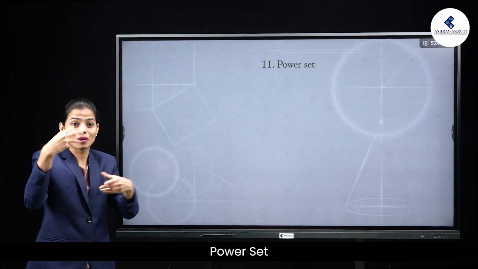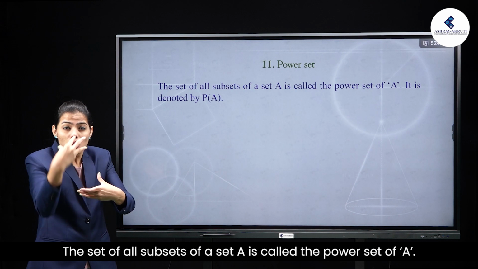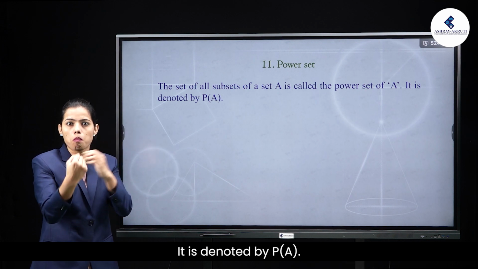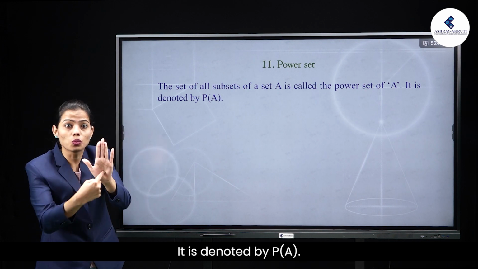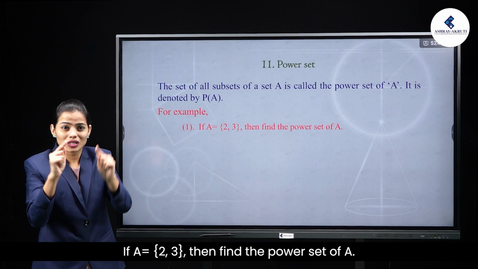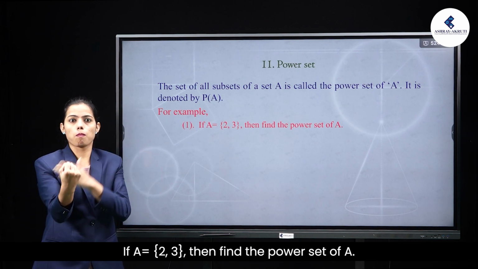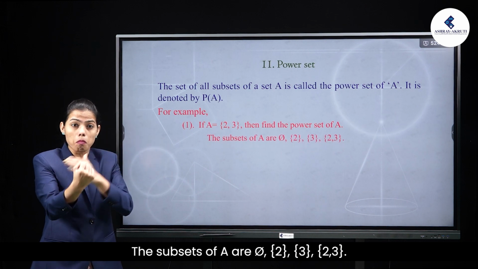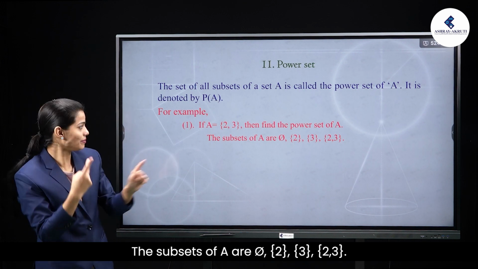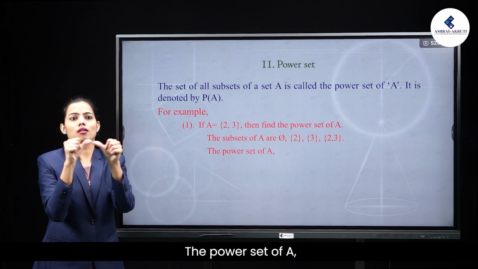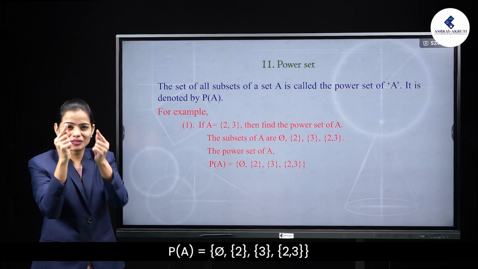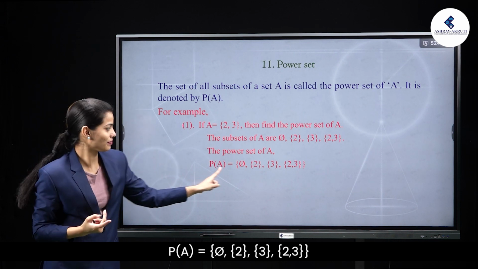Power set. The set of all subsets of set A is called the power set of A. It is denoted by P(A). For example, if A = {2, 3}, then find the power set of A. The subsets of A are ∅, {2}, {3}, {2, 3}. The power set of A, P(A) = {∅, {2}, {3}, {2, 3}}.